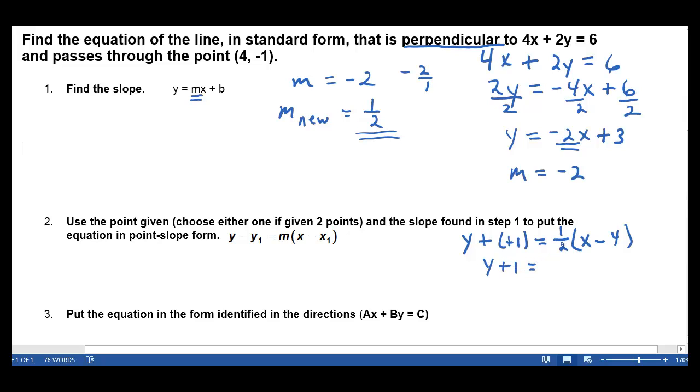And we're going to distribute the 1/2 times the x and the 1/2 times the minus 4. Now you can make the minus 4 negative 4 over 1 to make it easier. So we have 1 times 4, which is 4, and 2 times 1, which is 2. So this gives us y plus 1 equals 1/2 x, and negative 4 divided by 2 is negative 2.